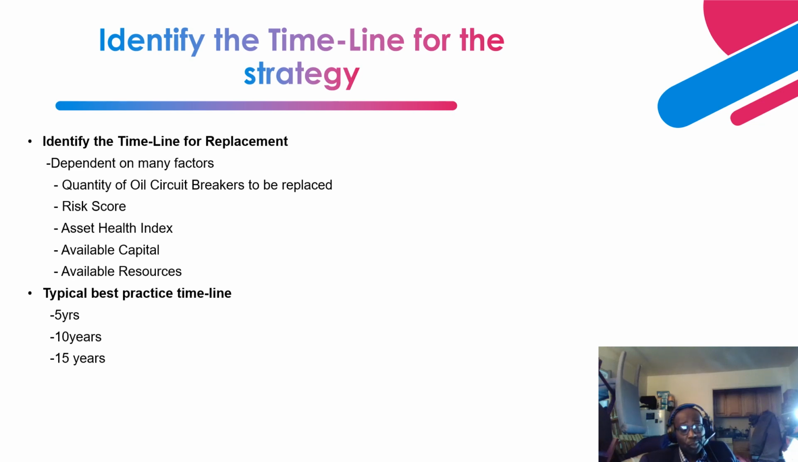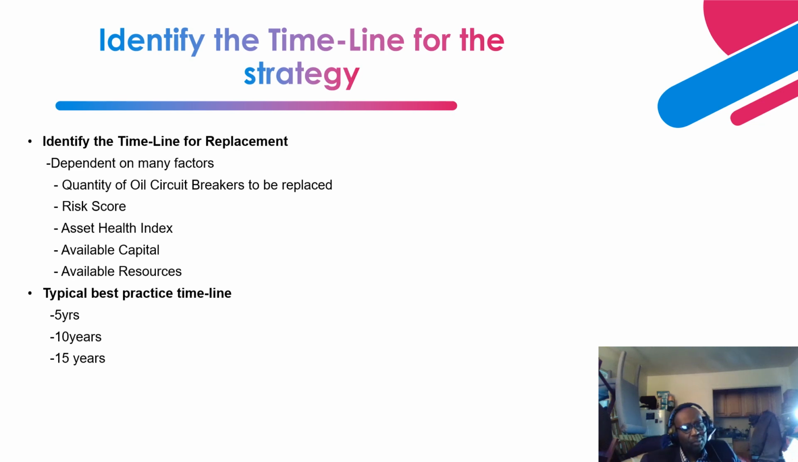Then your available resources. Sometimes you might not have enough maintenance staff to help you, and you might not have enough engineering staff to help you. Sometimes you have to outsource it, give it to a third party vendor to help you with that, and that attracts a lot of money. That is extra cost, so that also has to be considered. And a typical timeline that the industry utilizes is 5 years.